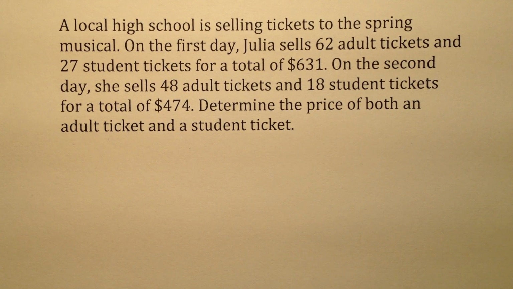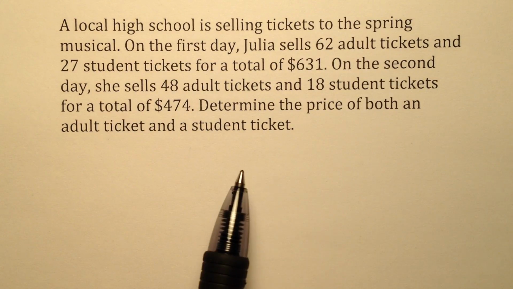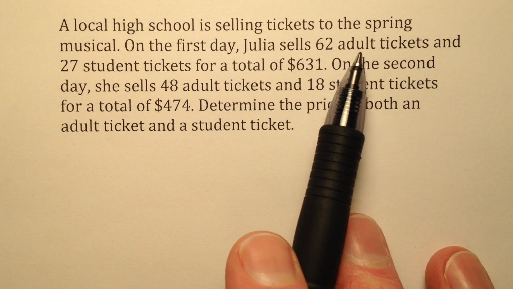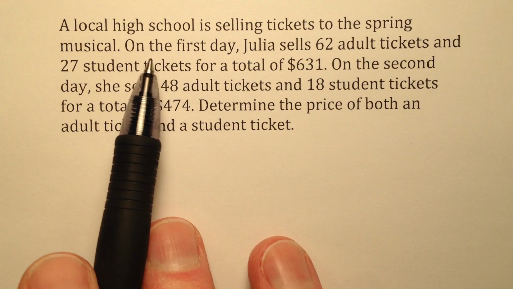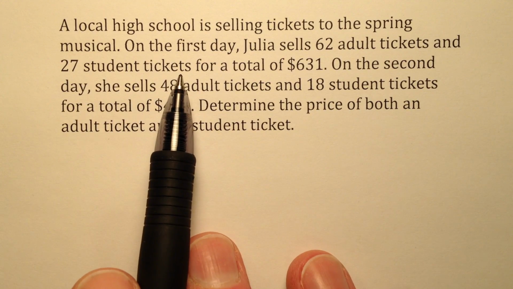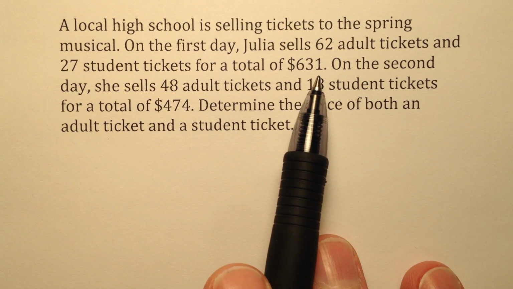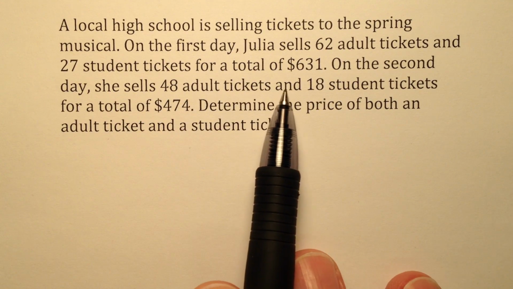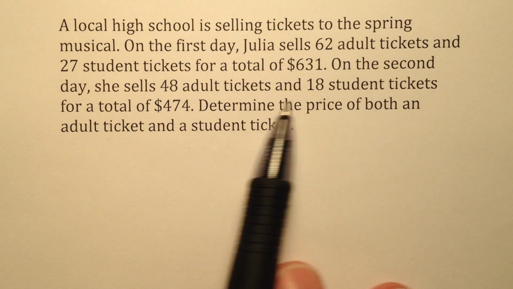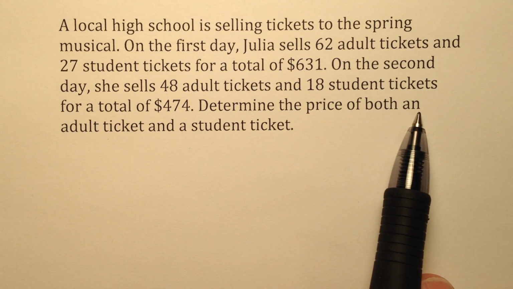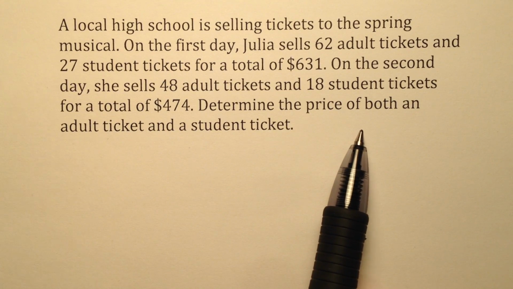In this example, we're going to read through this situation, define a couple of variables, and then write and solve a system of equations. So a local high school is selling tickets to the spring musical. On the first day, Julia sells 62 adult tickets and 27 student tickets for a total of $631. On the second day, she sells 48 adult tickets and 18 student tickets for a total of $474. Determine the price of both an adult ticket and a student ticket.